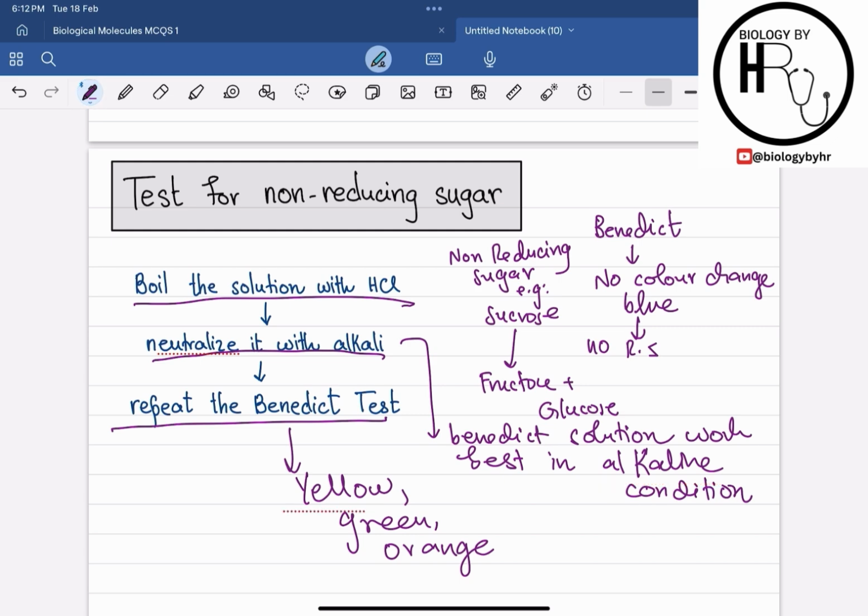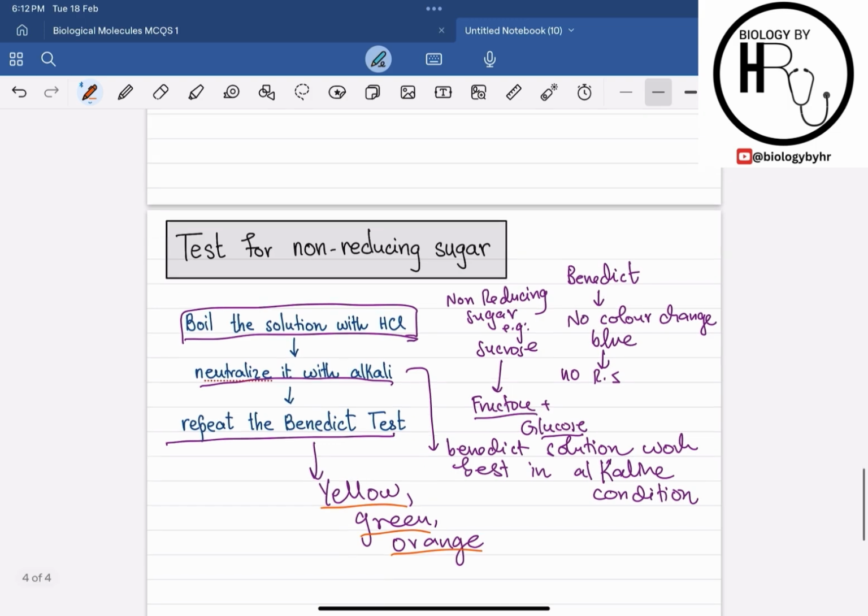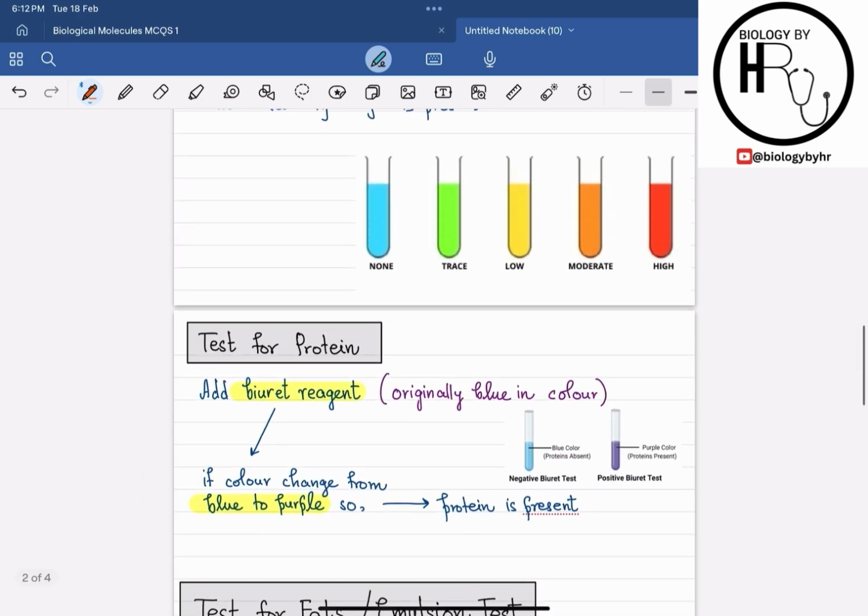So that's why when we boil the solution with the HCl, the non-reducing sugar breaks down into its simpler components, and then we neutralize it, and then we repeat the Benedict's test, so it comes out to be positive, right? And the color change is seen. So if the color change is seen after the HCl and then neutralizing, it means that the non-reducing sugar is present. I hope that this is clear to all of you, right?